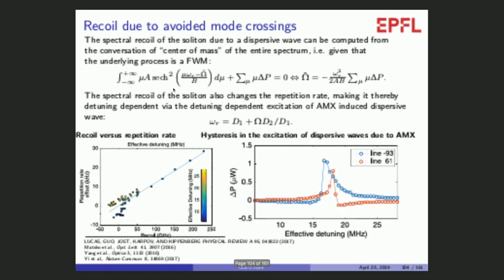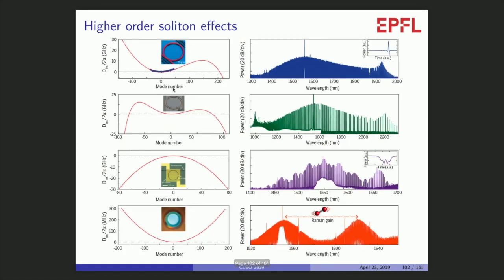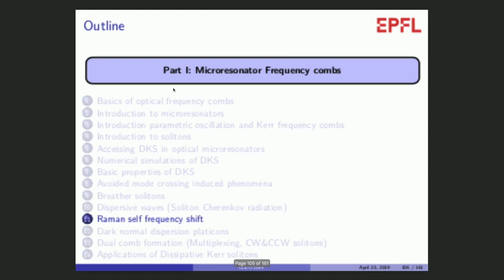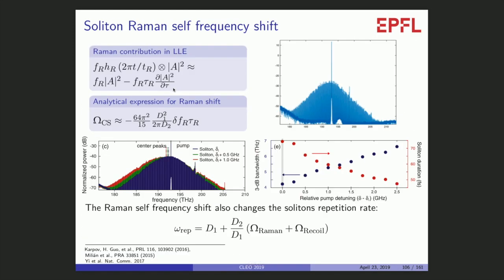Now, coming back to this original spectrum, what I mentioned is that if you generate a dispersive wave on the long wavelength side, there should be a recoil. In this spectrum you see an absence of a recoil. So why is there no recoil here? There's no recoil because there's a Raman self-frequency shift.